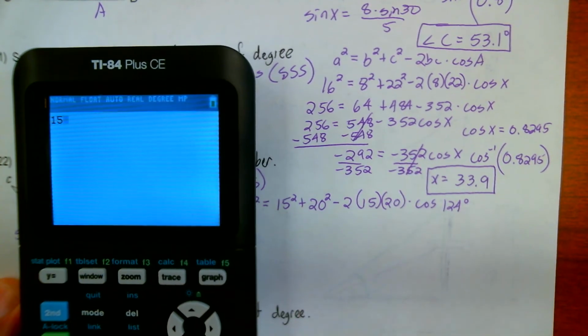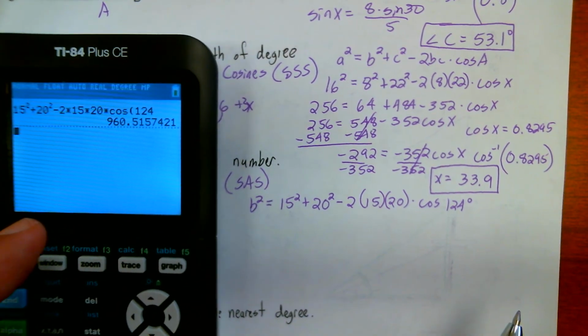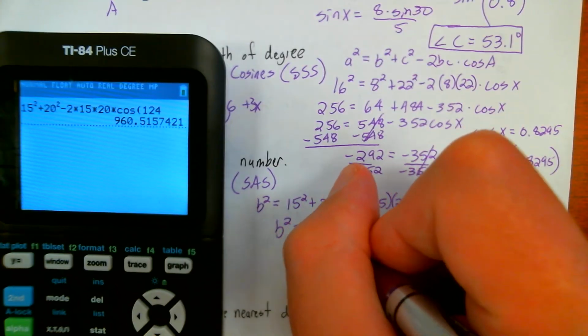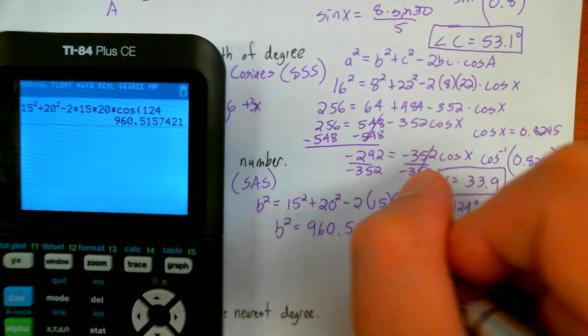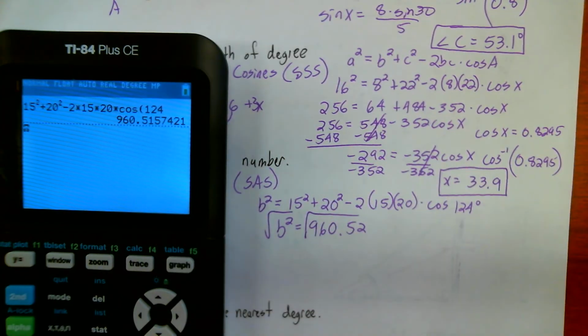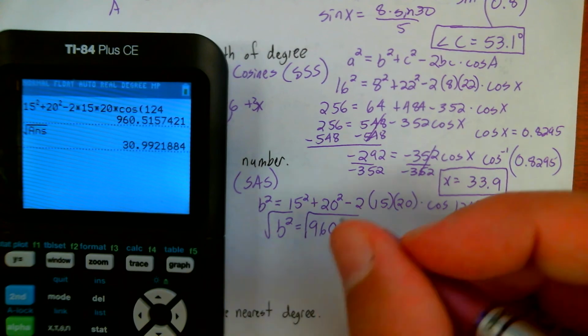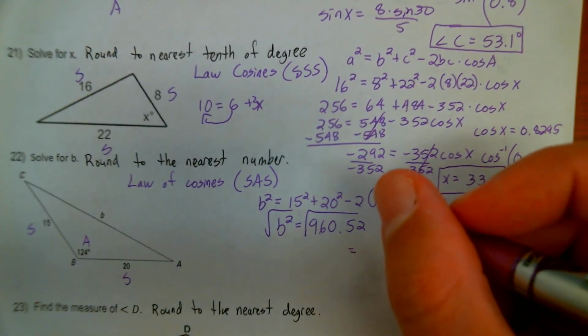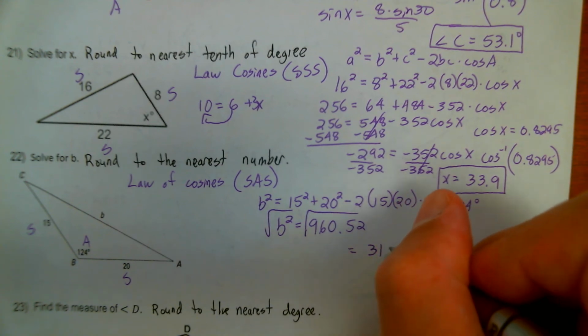So I've got 15 squared plus 20 squared minus 2 times 15 times 20 times cosine of 124, and I get that number. That's what b squared is equal to: 960.52. I want b, so I take the square root of that, and I get... this tells us to round to the nearest number, so we can round this up to 31.